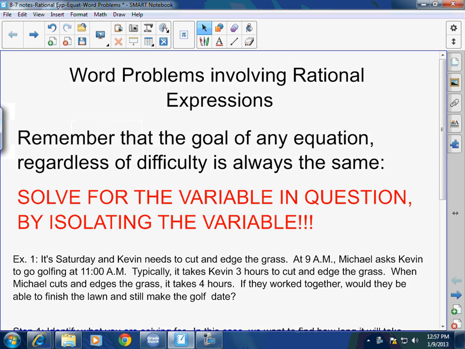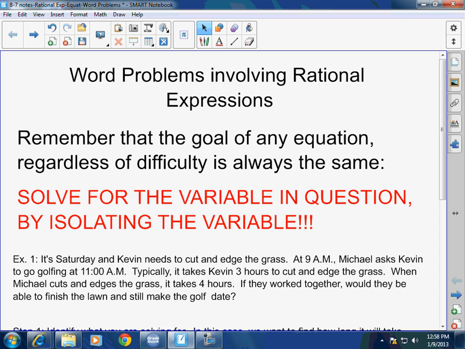Today we're going to wrap up rational expressions and equations and inequalities. We're going to wrap up the rationals with our favorite skill, which is word problems. The good news, we're going to use tables.